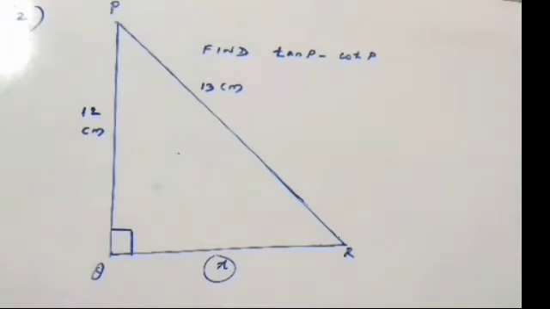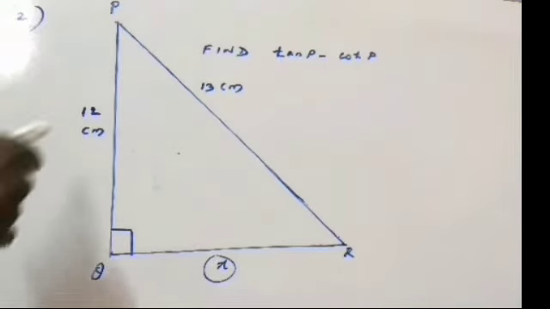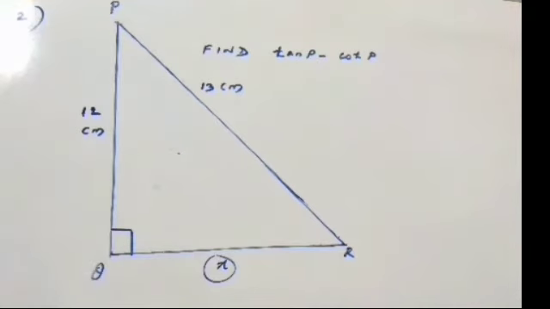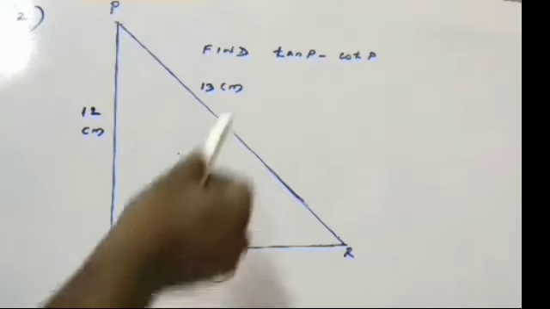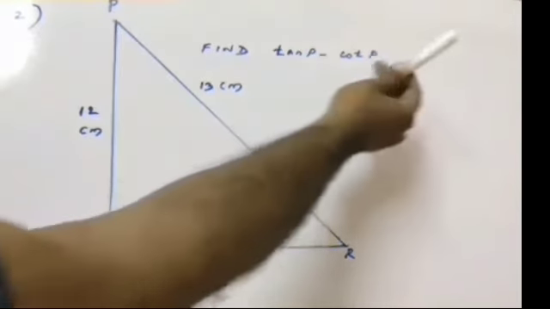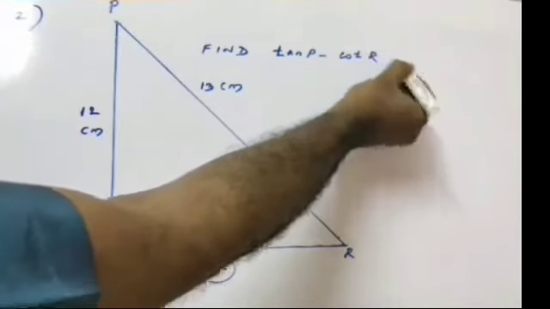Now listen the question number 2. The diagram was given. PQR is a right angle triangle, right angle at Q. They mentioned the side PQ is 12 centimeter and PR is 13 centimeter. Now we have to find tan P minus cot R value.